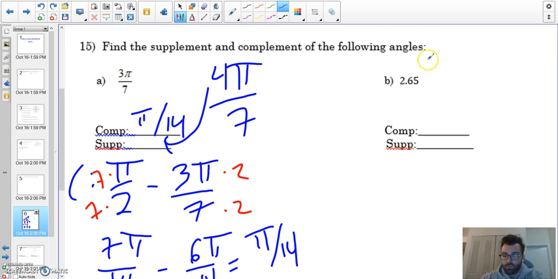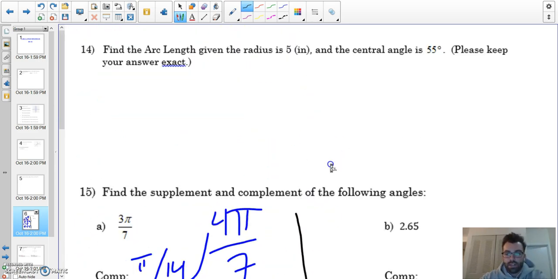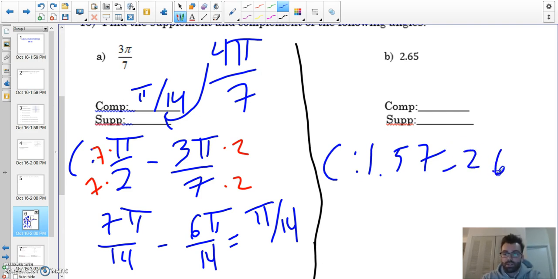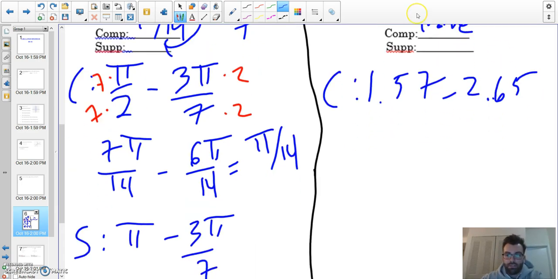This is in decimal form, right? We are in decimal form here, which means our answers should be in decimal form. Now, it says leave exact, but if your original is in decimal form, then your answer should be in decimal form as well. So in this case, find our complement. I want to do the complement as 1.57, that's about pi over 2 in decimal, minus 2.65. Well, wait, this is going to be a negative answer. Because 2.65 is greater than 1.57, there is no complement. This would give me a negative answer.